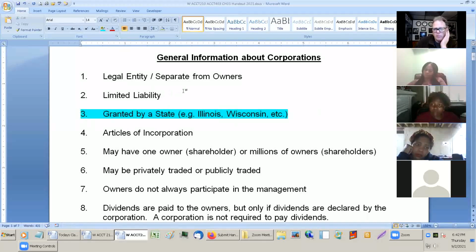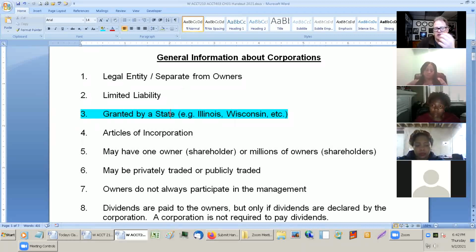So they'll talk about where they're incorporated. In the state of Illinois, you can get a corporation in the state of Illinois. They also have things like limited liability corporations and all that kind of stuff. Kind of the same thing as this. But a basic corporation is granted by the state. It's literally a separate person.